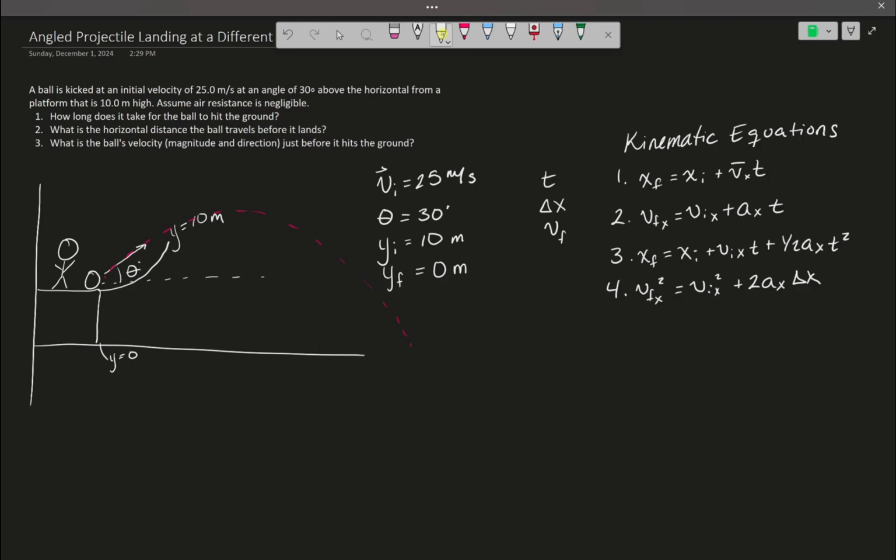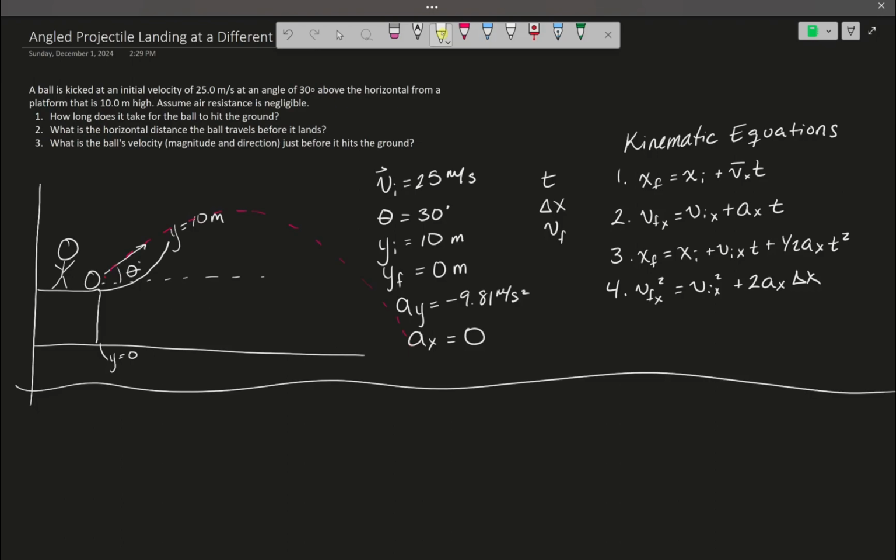Now that I have my kinematic equations written out, let's see if there's any more information I can pull out. I know that my acceleration in the y direction is negative 9.81 meters per second squared, and I also know that because only gravity is acting on this, my acceleration in the x direction is 0. So now I need to determine what equation I can use to solve for time based off the information I'm given. Because I have more information about the y direction, right?